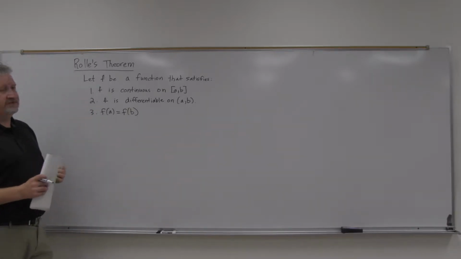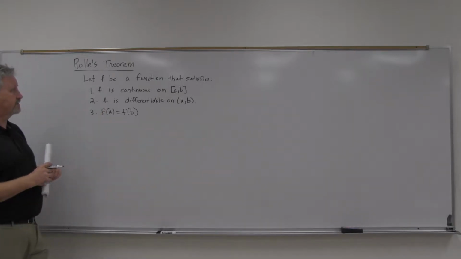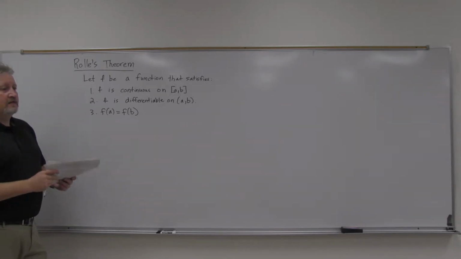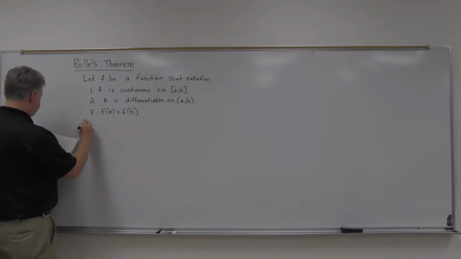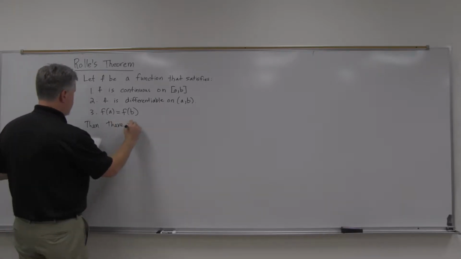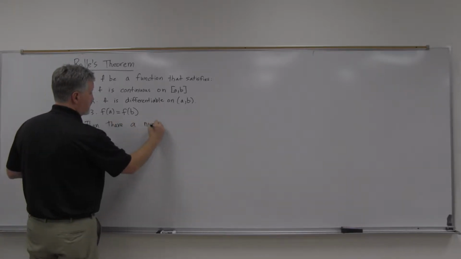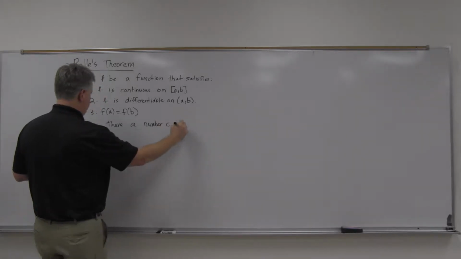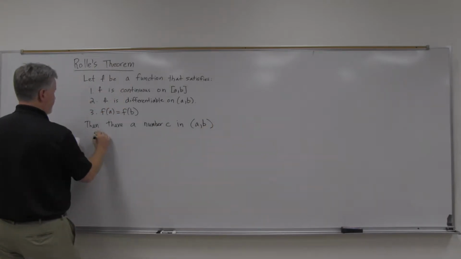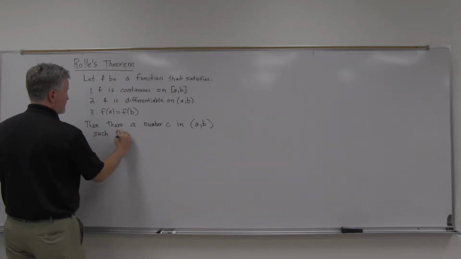So we're focusing in on those endpoints there, a and b, and I'll draw the picture here, an example of what we're talking about, to get a feel for it. But those are the premises, if you will. And then the conclusion is, then there is a number c in (a, b) such that f prime of c equals 0.